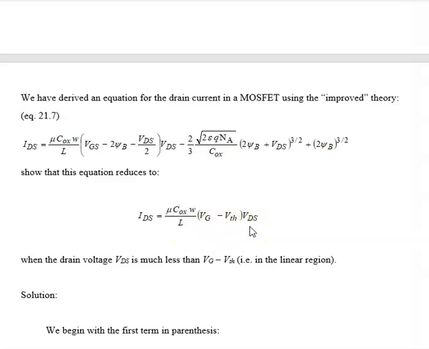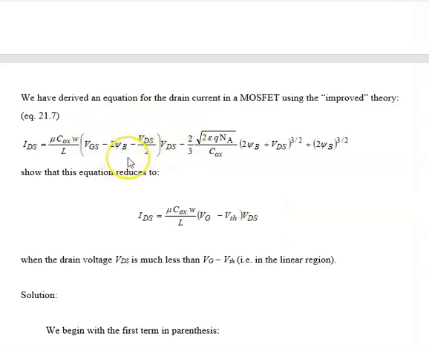And that makes sense. It should, because for small VDS, we don't have an increase in depletion charge as we move across the channel. The only time we have that increase in depletion charge is when we have a big VDS. Specifically, VDS is on the order of VD sat or above. So let's see if this guy reduces to this guy for small VDS.